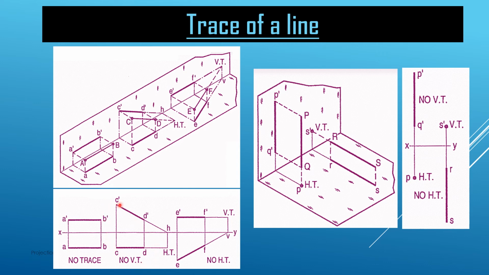So we extend this C dash D dash line, intersecting at point H. From this H point, we draw the vertical projectors, and wherever they are meeting this CD projection line, we are getting the horizontal trace.